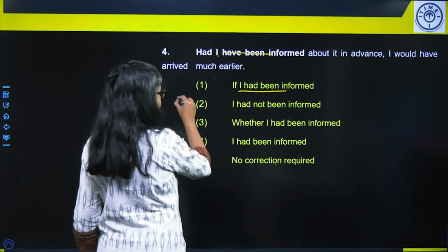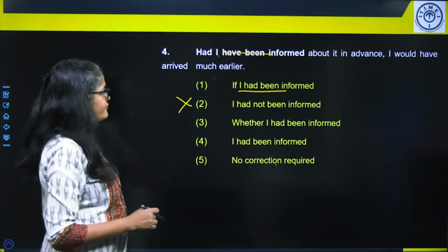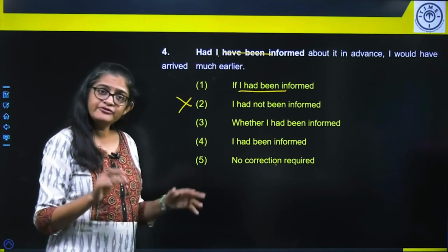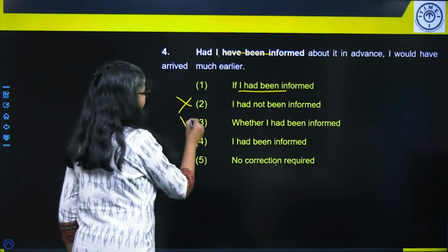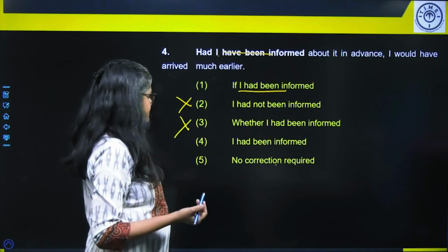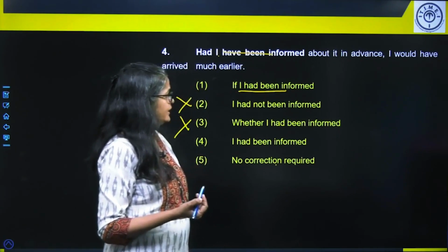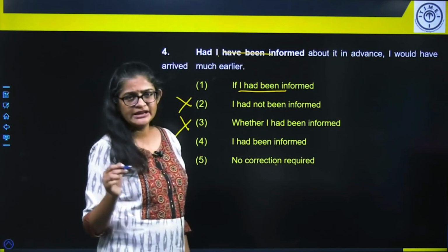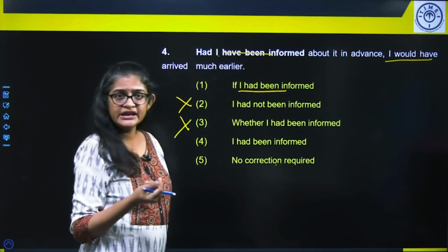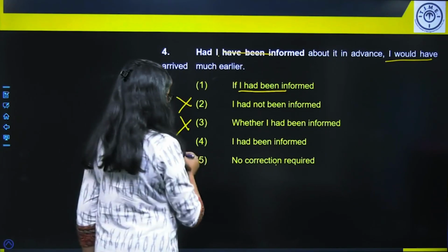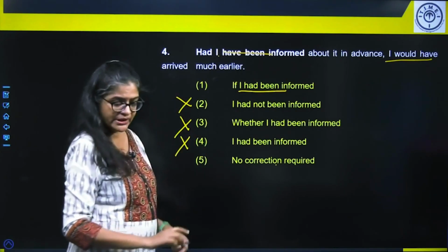Whether I had been informed in advance or not, then it is okay. I had been informed about it in advance, I would have arrived. That doesn't make sense. You have to pay attention to this. This is what gives us the tone of the sentence. Okay, I hope you understood.